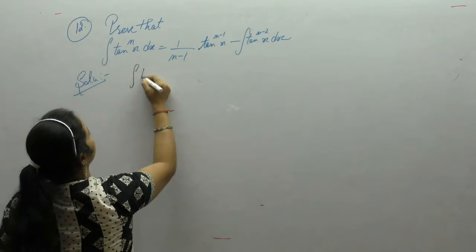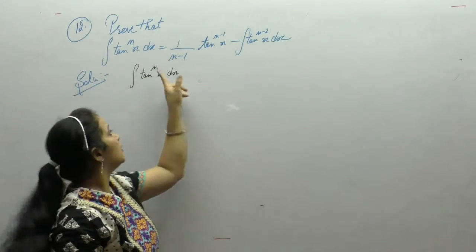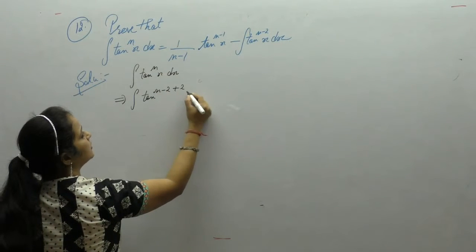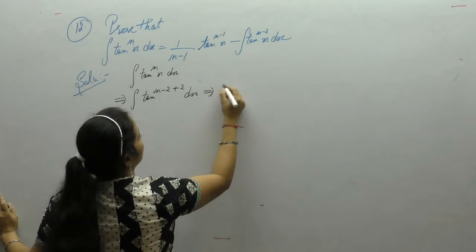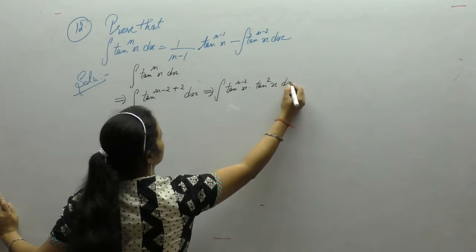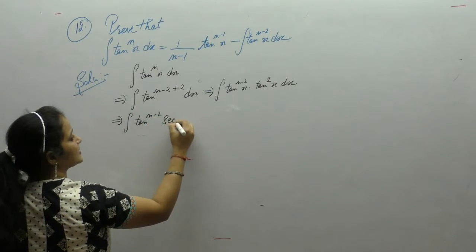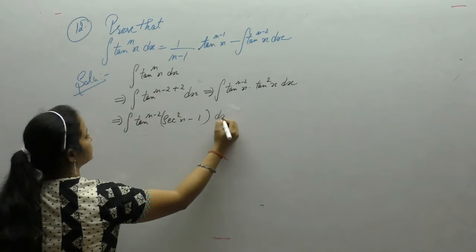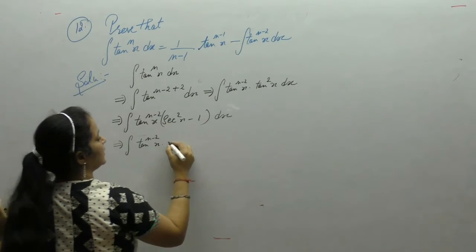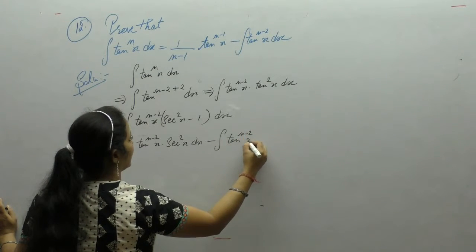Here in place of tan nx, what we want here is tan n minus 2. So in this power we add and subtract 2, n minus 2 plus 2. Now write it as tan n minus 2x into tan square x. In place of tan square x, we use the identity here, sec square x minus 1. Now separate the integrals, tan n minus 2x into sec square x dx minus integral of tan n minus 2x dx.